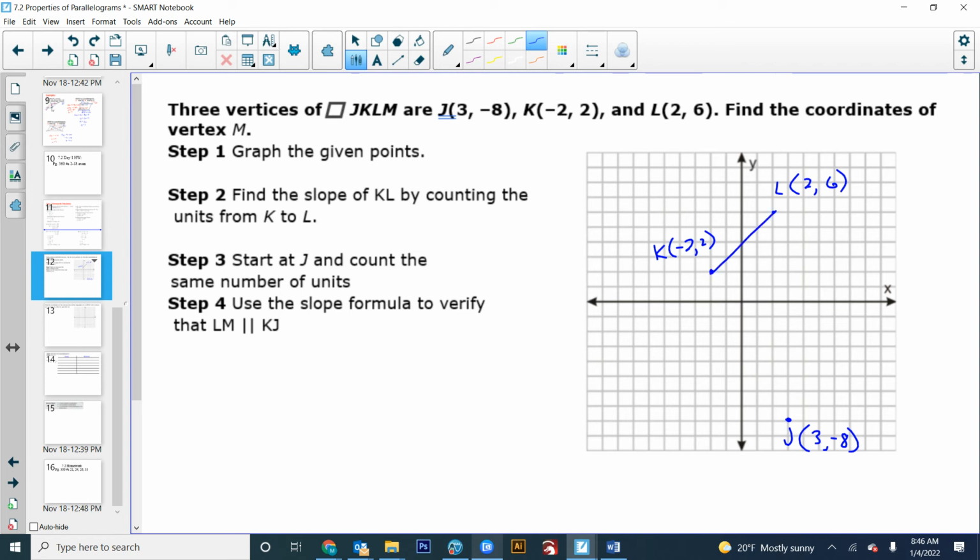From K to L, I have to rise 1, 2, 3, 4. I have to rise 4 and run 1, 2, 3, 4. I have to rise 4 and run 4. Which means from J to M, I'm going to also rise 1, 2, 3, 4 and run 1, 2, 3, 4. So that gives me the coordinates of M. Does that look reasonable for a point? Okay. Now we have to find its coordinates.